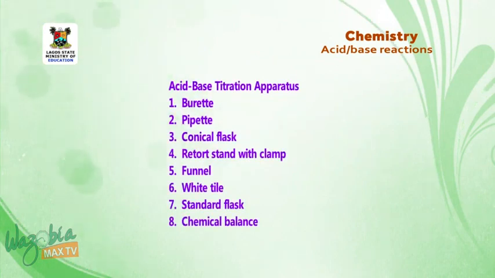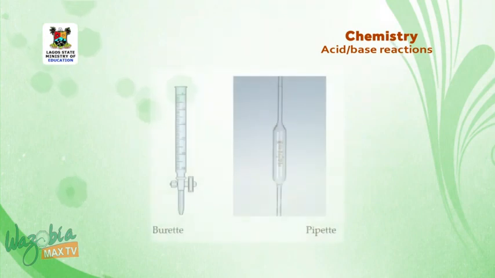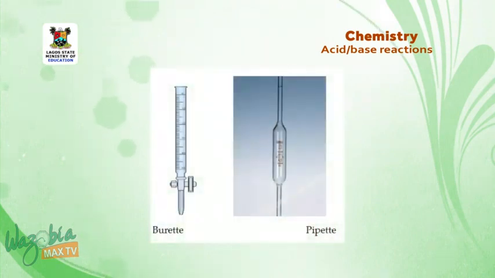What are the apparatus used in acid-base titration? Number 1 is burette. Number 2 is pipette. Number 3 is conical flask. Number 4 is retort stand with clamp. Number 5 is funnel. Number 6 is white tile. Number 7 is standard flask. And number 8 is chemical balance. The pictures of these apparatus are shown below.